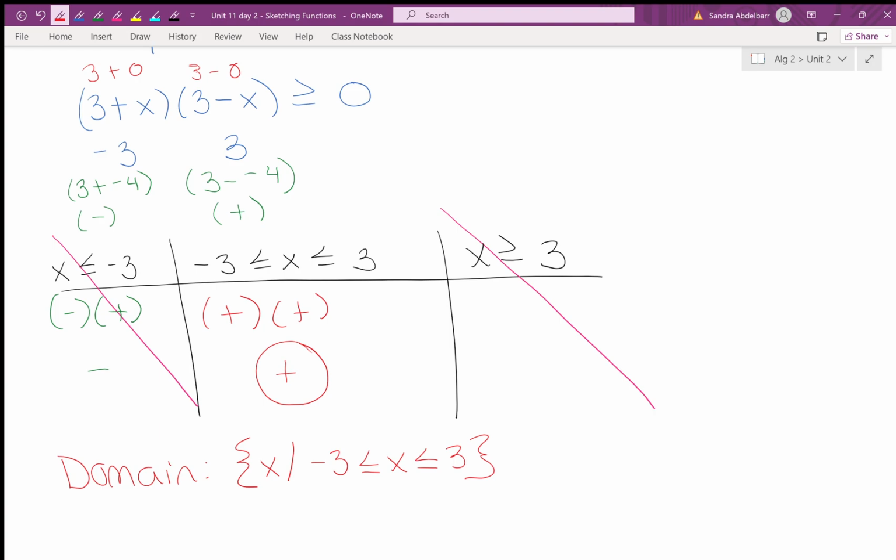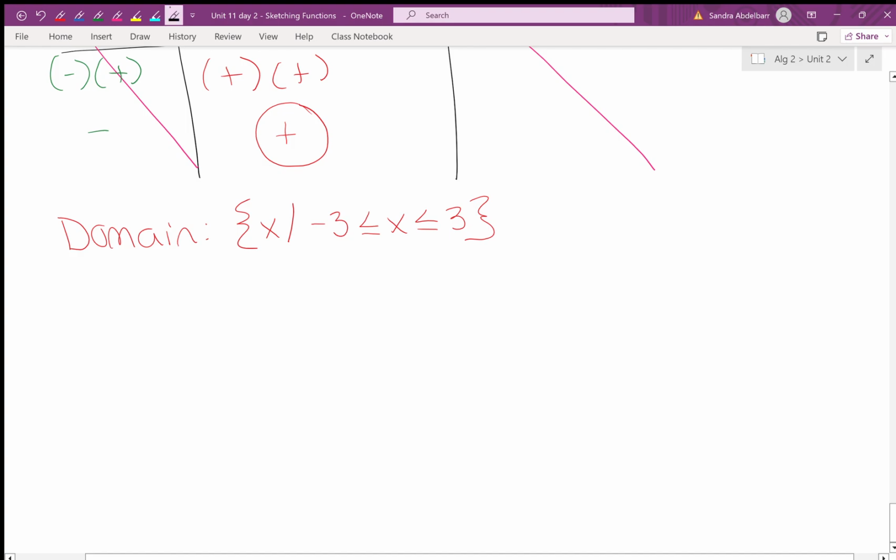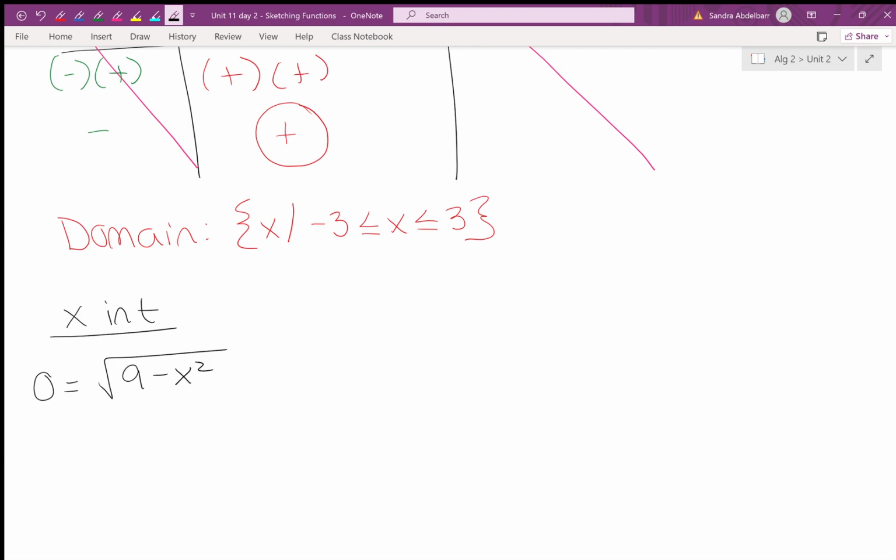All right, what should I find now? We need to find the x-intercepts. So let's go ahead and find the x-intercepts. 0 equals the root of 9 minus x squared. So we have 0 equals 9 minus x squared. What do we end up getting? X equals plus or minus 3. Is there going to be a y-intercept? Should I find it? Yes.